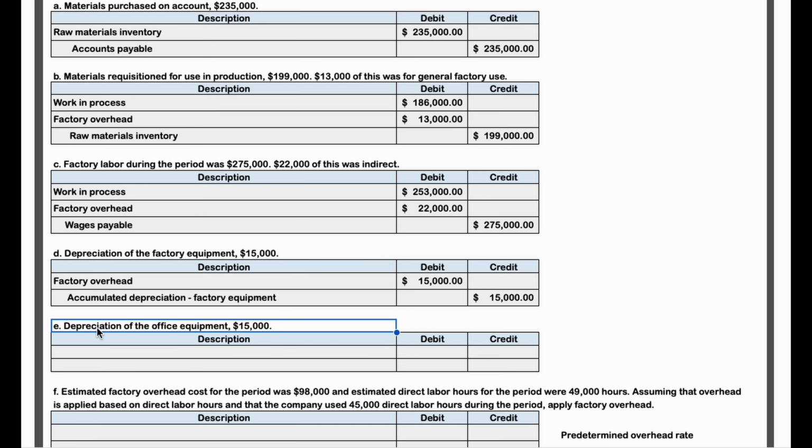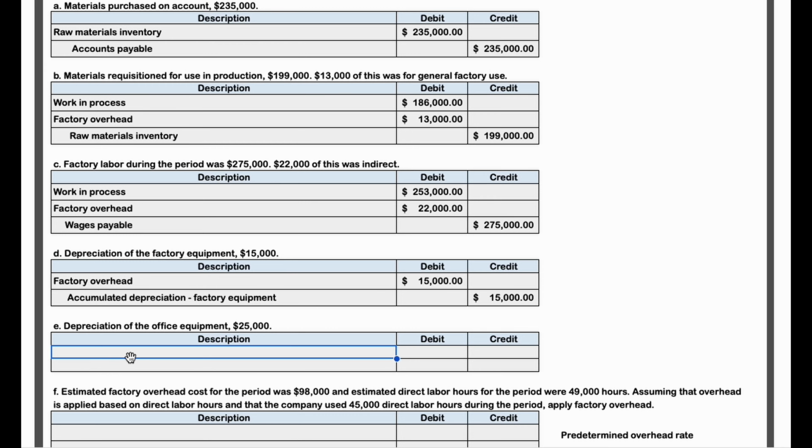All right, I'm going to make a change on the fly on this one. I don't like that it's $15,000 because it may get us confused later on. So I'm going to change my depreciation on office equipment to $25,000. Depreciation of office equipment. Maybe this is a copier that's used by the accounting department, in which case it does not provide a direct benefit to manufacturing.